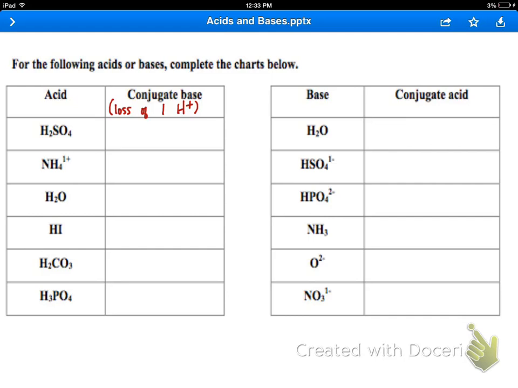So what we're going to do in this chart is, in the first column, you're given an acid, and you are going to label its conjugate base. So we're going to look at the acid, and its conjugate base is going to be minus one proton, and that's going to change the charge. It's also going to lose a plus charge. So what I'll do is pause the video and fill in the chart, and then turn it back on and check and see how you did.